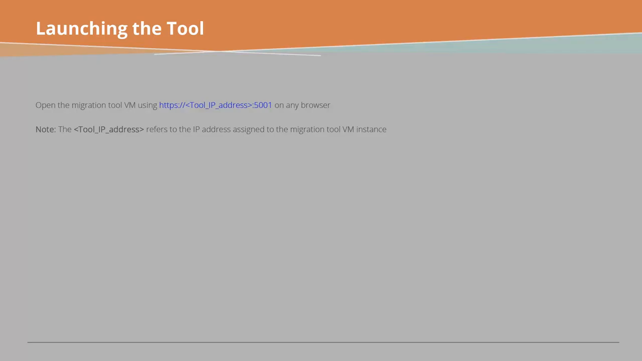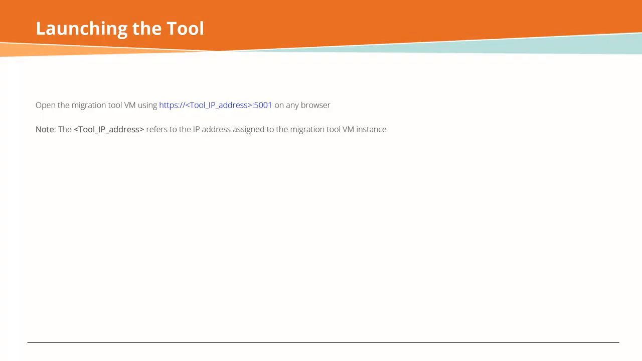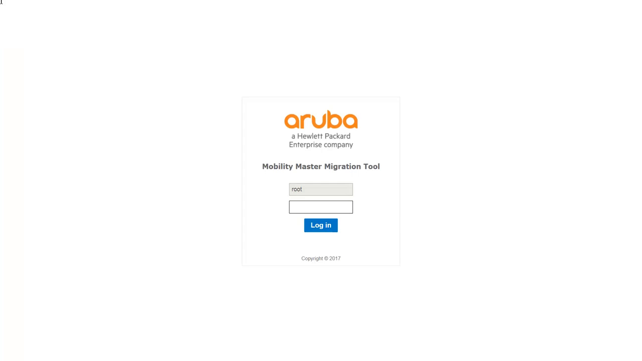Migration Guide. Launch the migration tool through HTTPS on any browser, using the tool IP address and the port number 5001. Note that the tool IP address refers to the IP address assigned to the migration tool VM instance. The login screen of the tool opens when you launch the tool. Enter the root credentials to log into the migration tool. The password is root123. Click Login.